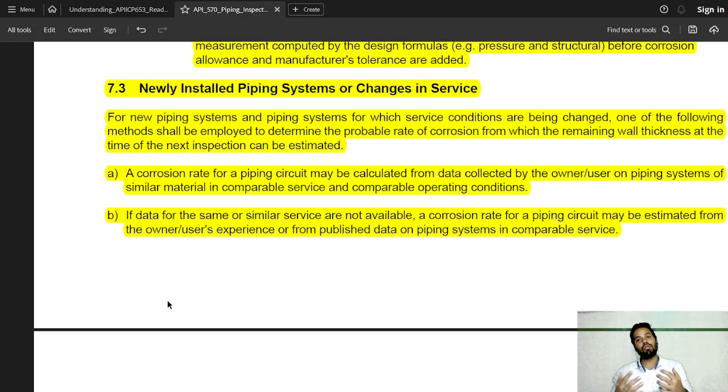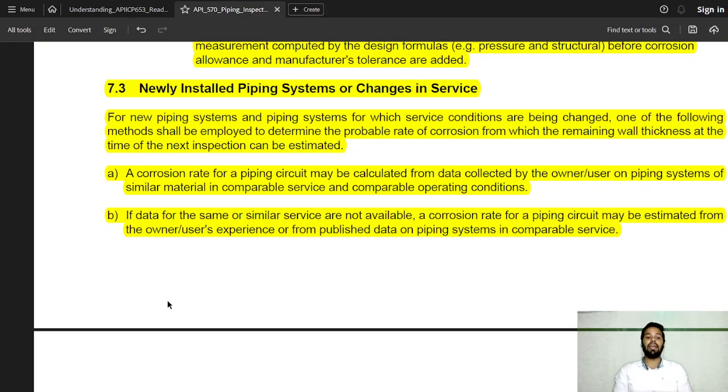So the corrosion rate can be determined. This is known as the similar service concept. In the similar service concept, if two equipments are in similar services, the damage mechanisms would also be similar. We have a reason to believe that the damage mechanism would be similar. It might not always be the case, but we can think like this.